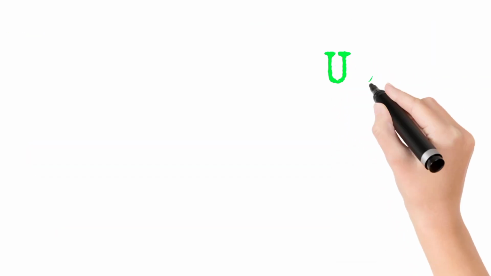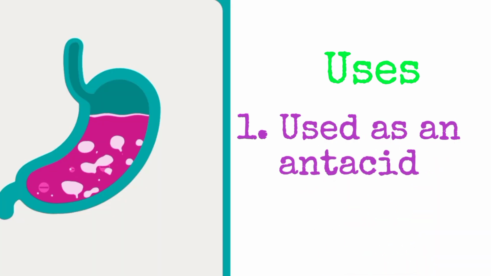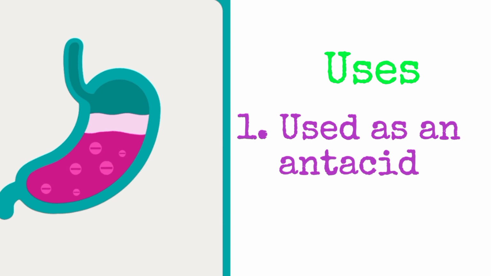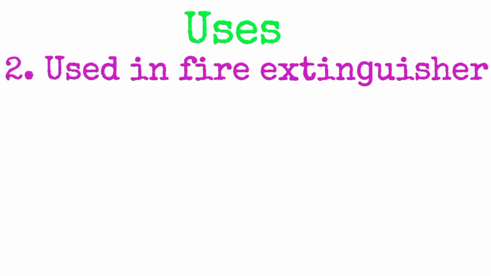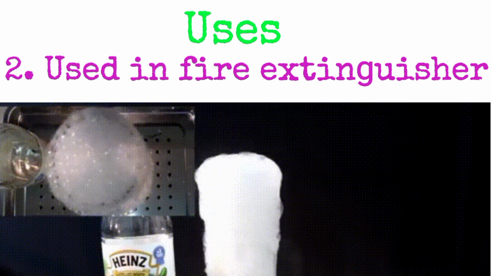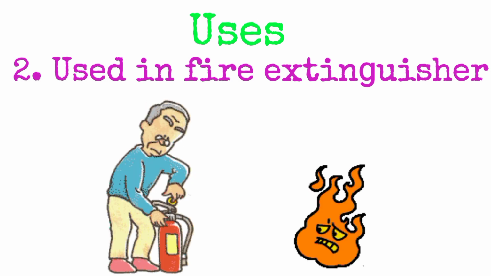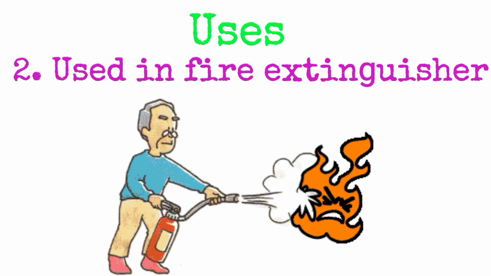The uses of baking soda are due to its basic nature. Baking soda is used as an antacid to neutralize the excess acid of the stomach. When baking soda comes in contact with an acid, a soapy froth is formed due to the formation of carbon dioxide, which can be used to extinguish fire.